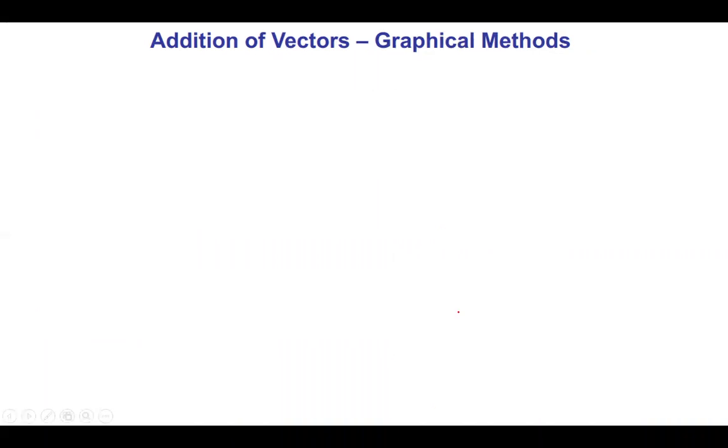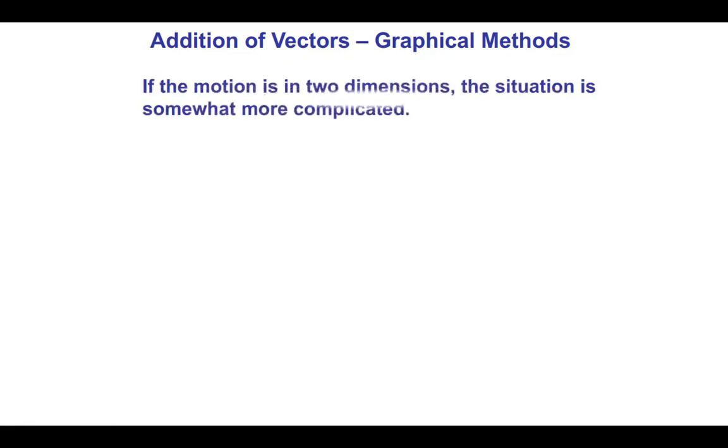So let's look at another part of vectors. Adding vectors using graphical methods. Okay, so if the motion is in 2 dimensions, the situation is somewhat more complicated. Actually, it's not even complicated, it's simple. Let's see what you do.